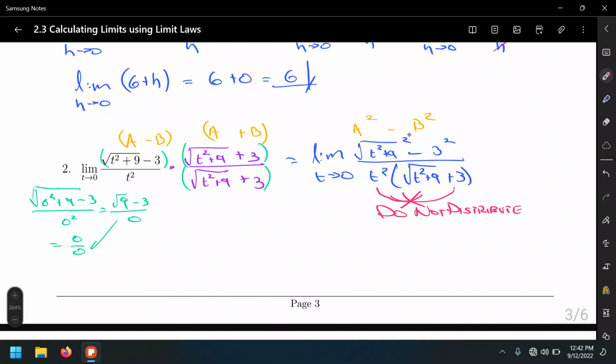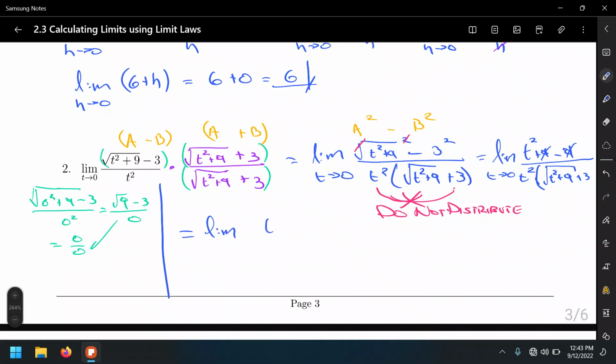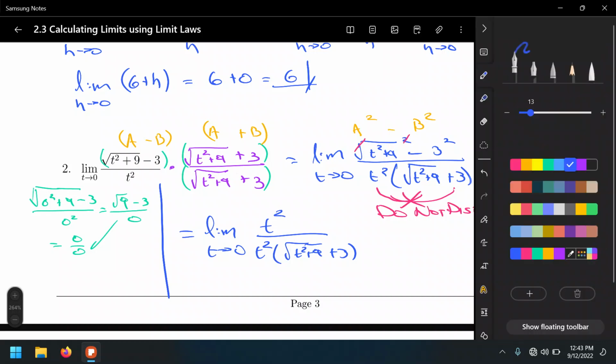Okay, number 1. What happens between the square and the radical? Don't they cancel away? And 3 squared is going to be 9. So that's equal to the limit of t squared plus 9 minus 9, the whole thing over this product. And check how these 9's cancel out. So we're left with t squared over t squared plus 9 plus 3 as t approaches 0. Do you see where we're going here? Do you see how canceling this t squared over t squared eliminates the factors that cause this trouble, 0 over 0?